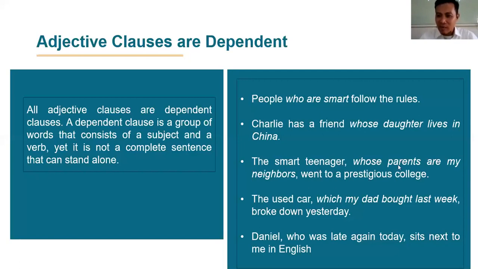Okay, the adjective clause describes what word? Which word is being described by the adjective clause here? The smart teenager. Teenager, yes, the smart teenager. That's right. I think you understand. Number 2, number 4, and number 5, you can check again later. I'm afraid we don't have enough time, so we continue to the next slide. Okay, next.